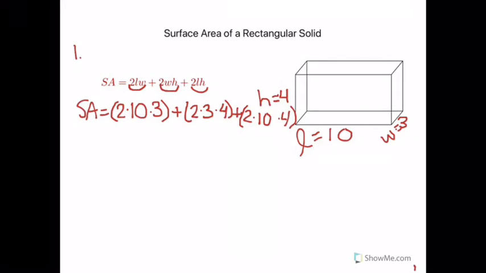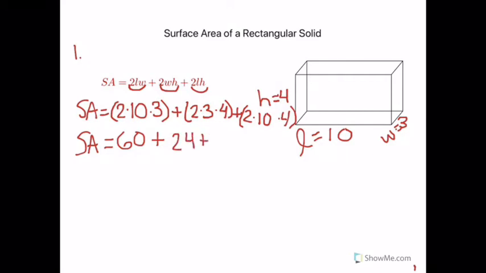Right, so 2 times 10 times 3 is 60, plus this middle part here, 2 times 3 times 4 is 24, plus, and then this last parenthesis here, 2 times 10 times 4, 80. Add all of those together.